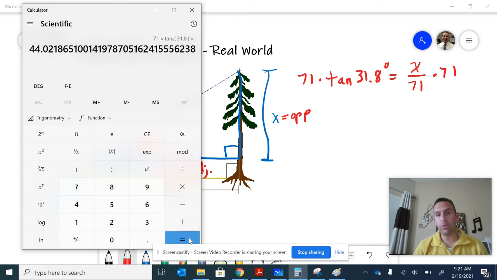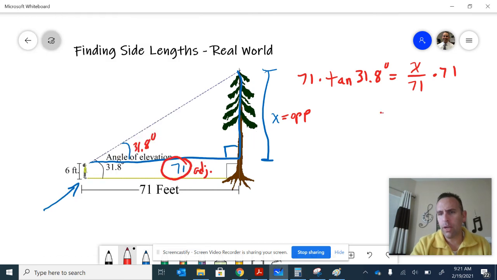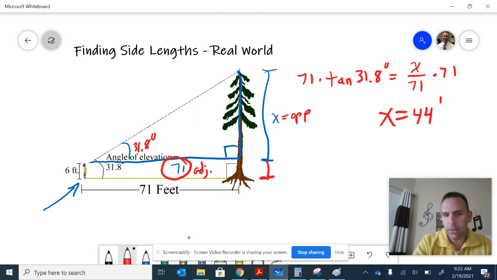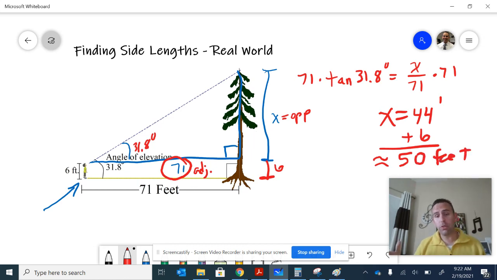I'm going to round off to, because it's a tree, I'm just going to call it 44. It's very, very close to 44. All right, so the value of x is approximately 44 feet. All right, so how tall is the tree? Well, we have to remember this person is 6 feet tall, so we would add 6 to that, and we would figure out that the height of the tree is approximately 50 feet tall. So that's a way we could estimate very closely the height of a tree from ground level.